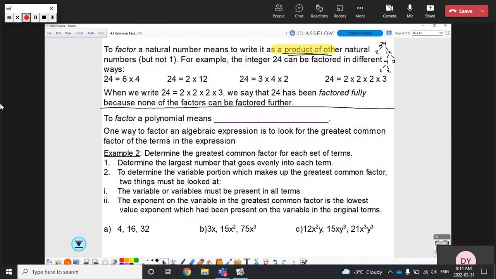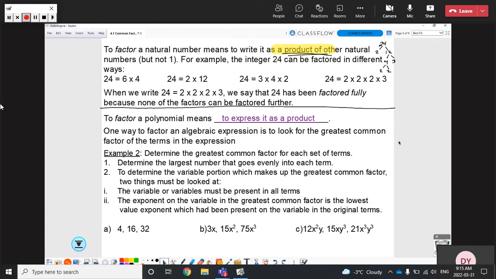So to factor a polynomial, like a binomial or a trinomial, it means to express it as a product. That's all we're doing. It's similar to what we did with the 24, but with polynomials.